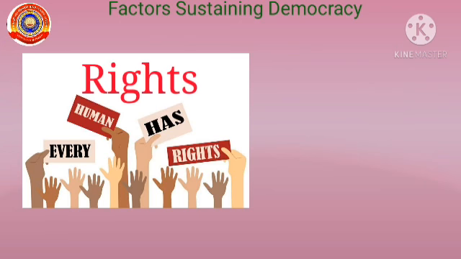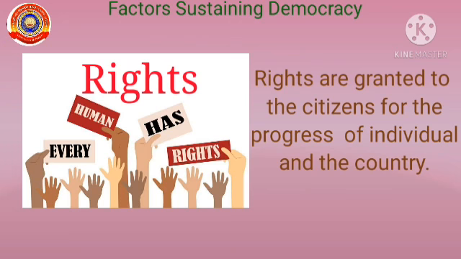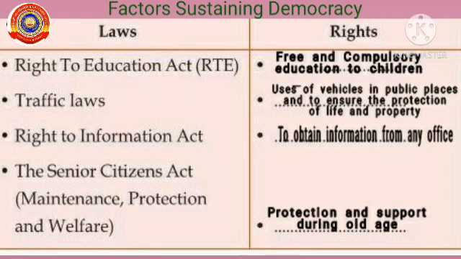Second one is rights. Rights are granted to the citizens for the progress of individual and the country. This is a table showing different laws and rights implemented by the government to ensure various rights of the people. Right to Education Act. Free and compulsory education to children up to the age of 14 years. Second, traffic laws. Traffic laws define the uses of vehicles in public places and to ensure the protection of life and property of the people.